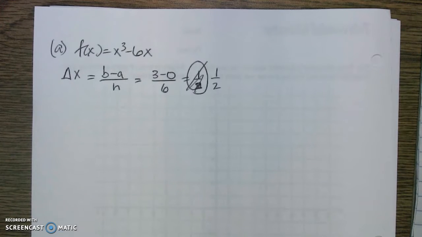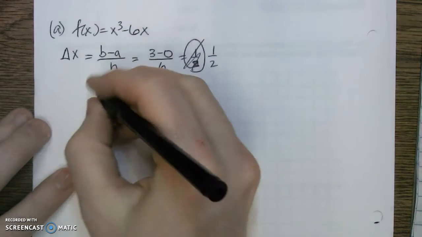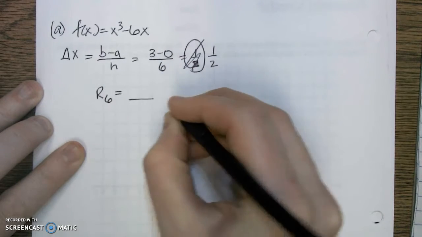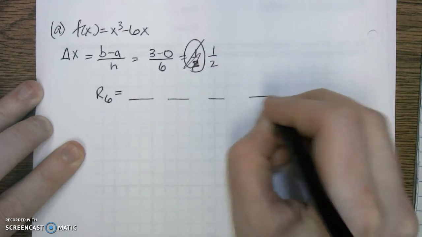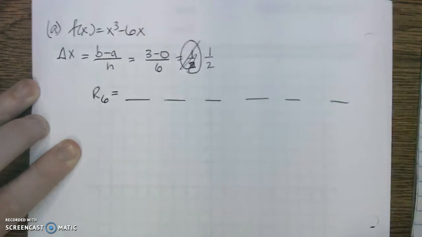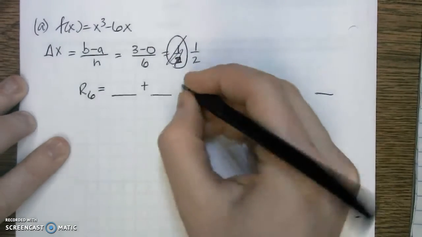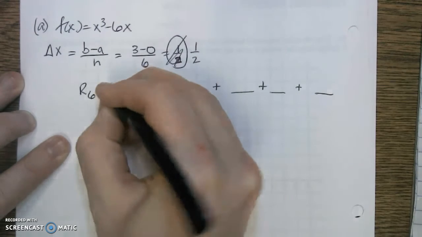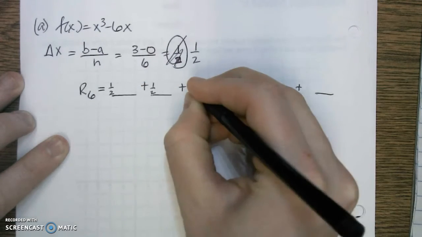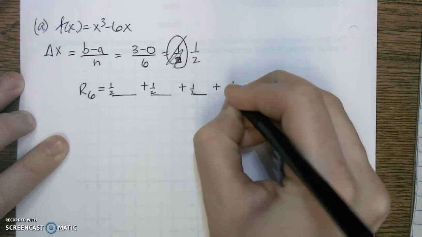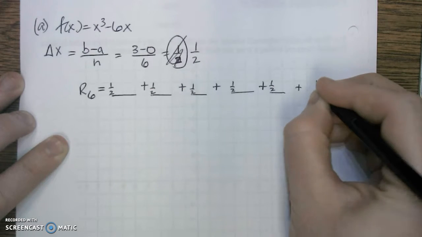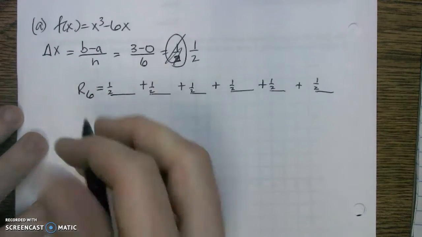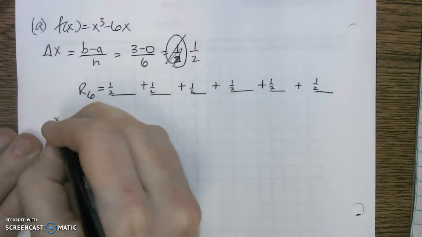And so if I think about my 6 rectangles with a right endpoint, there are my 6 areas. Each of them has a width of 1/2, and I just need to plug in x values and find the heights of these rectangles. So let's make a list of what x values we would plug in.